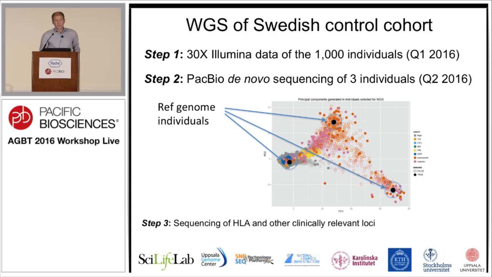What we will be doing in this cohort is first to generate 30x Illumina data for all these 1,000 individuals. Then we will also select a few individuals, about 3, to do PacBio de novo sequencing. And as a third step, we are also thinking about sequencing the HLA gene and other clinically relevant loci to get accurate phasing for all these individuals.